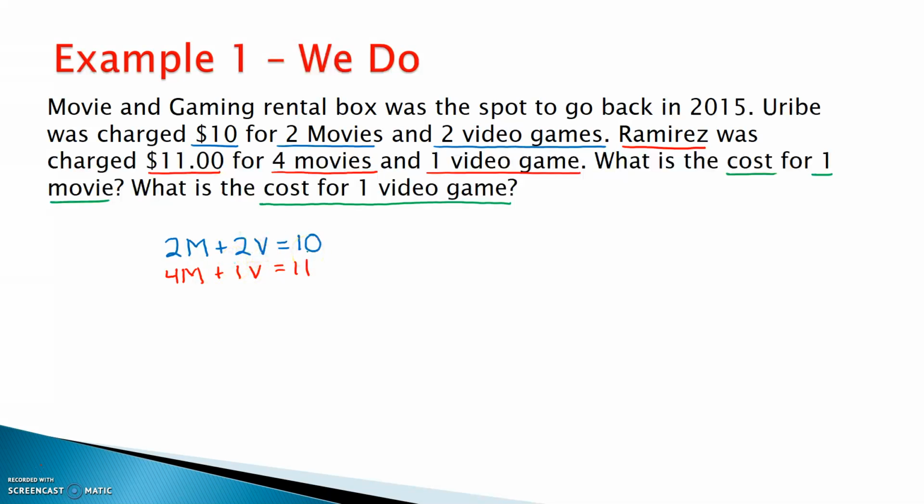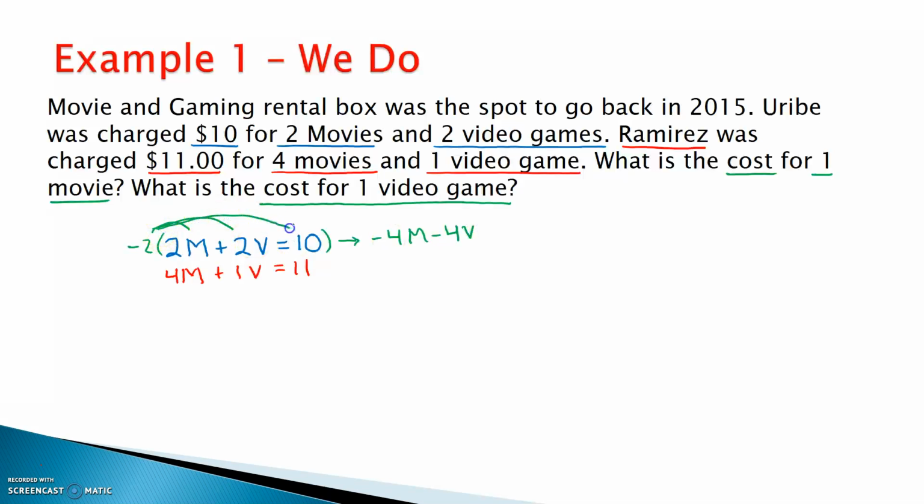And again, I'm going to solve this by elimination. I already found my little target here. If this is a 4m, the top one better be a negative 4m. So my job right here is going to be multiply by negative 2. So let me scoot that over here. Negative 2 times 2 is negative 4m. Negative 2 times 2v is negative 4v.